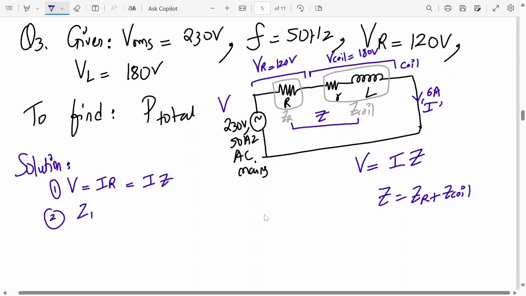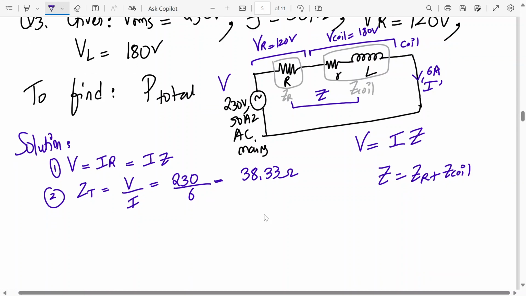Secondly, we can find the Z total of the balanced delta network. Z will be V by I, that is 230 divided by the current, which is 6 amperes. So how much is that? 38.33 ohms. Okay, similarly we have to find the Z coil. The current will remain the same, the voltage will change. So let's say V across the coil will be given by I into X.